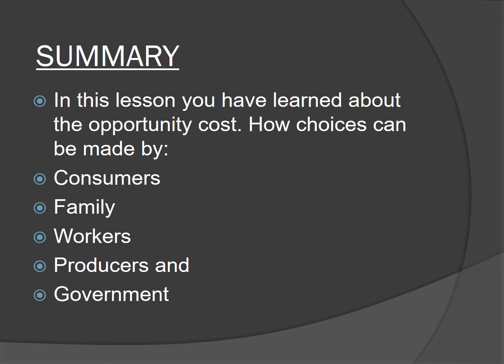Now, dear students, come towards the summary. In this lesson, you have learned about the opportunity cost, and how choices can be made by consumers, family, workers, producers, and government. We have checked all these groups with the help of examples.